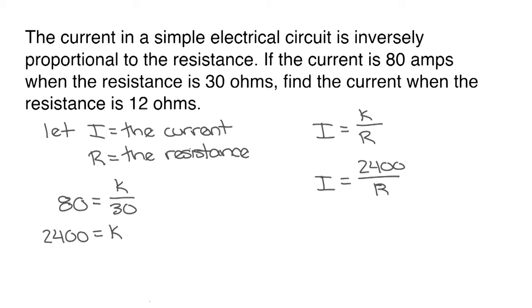So when R is 12, I is equal to 2400 divided by 12, which is equal to 200. Thus, when the resistance is 12 ohms, the current is 200 amps.